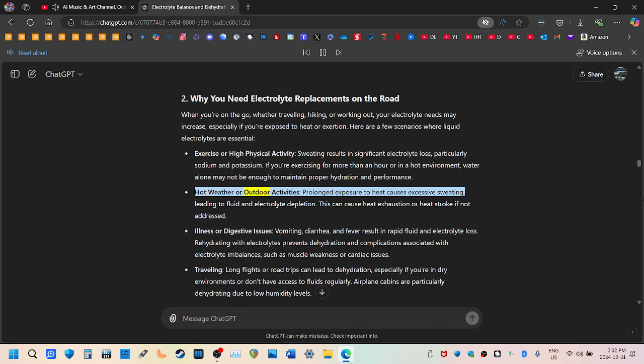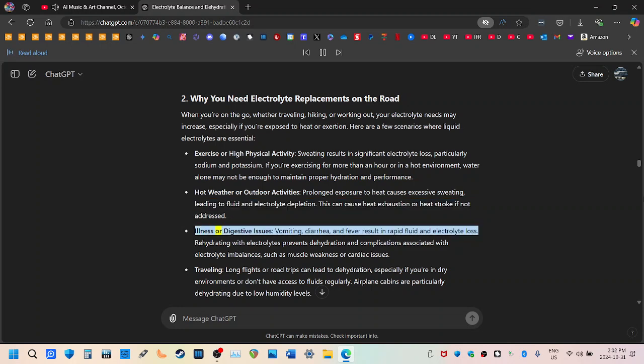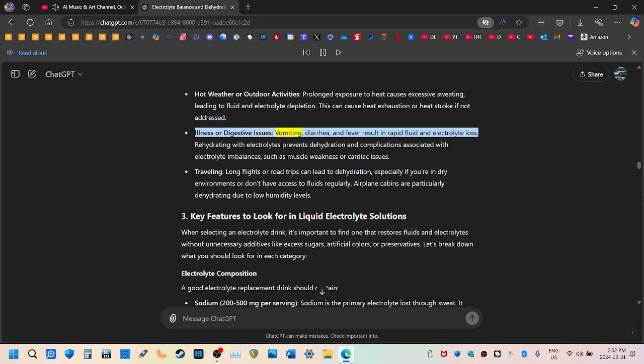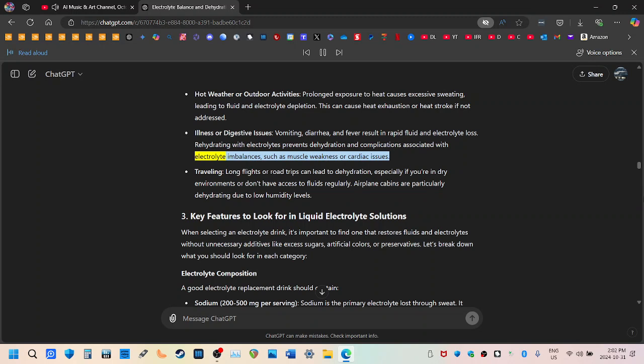Hot weather or outdoor activities. Prolonged exposure to heat causes excessive sweating, leading to fluid and electrolyte depletion. This can cause heat exhaustion or heat stroke if not addressed. Illness or digestive issues. Vomiting, diarrhea, and fever result in rapid fluid and electrolyte loss. Rehydrating with electrolytes prevents dehydration and complications associated with electrolyte imbalances, such as muscle weakness or cardiac issues.